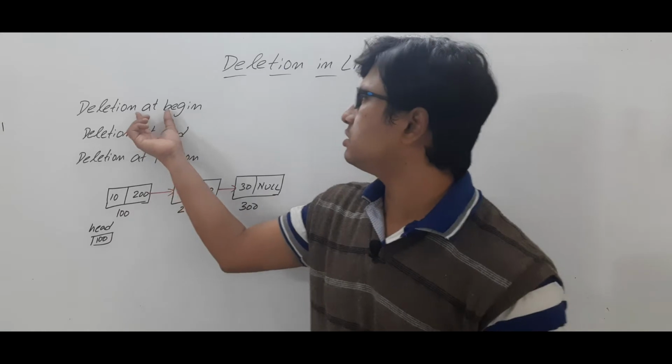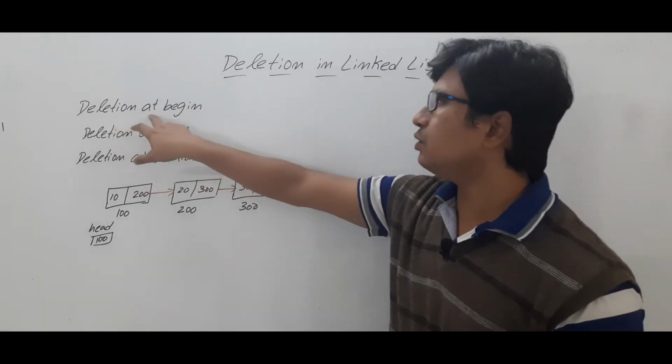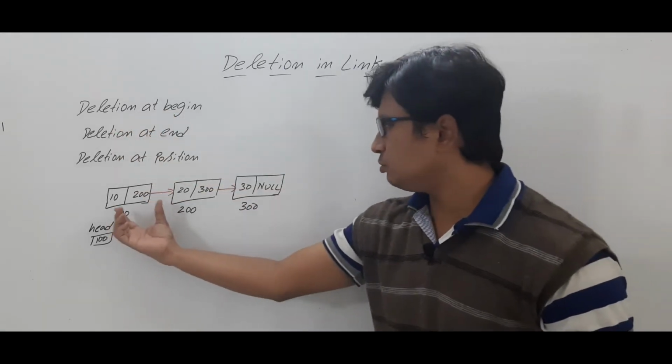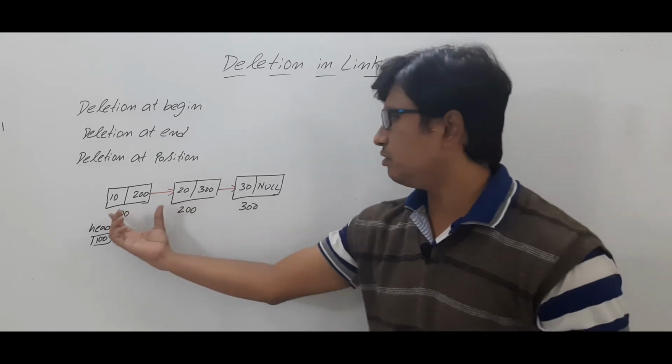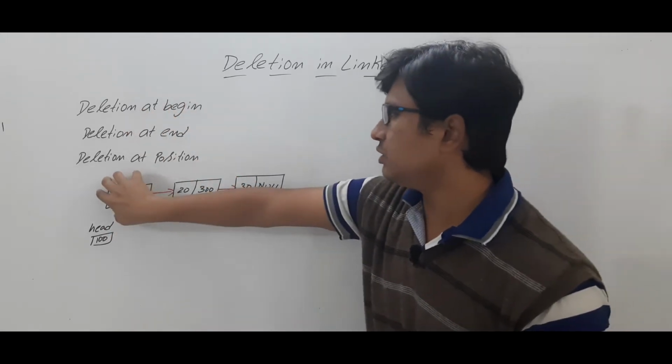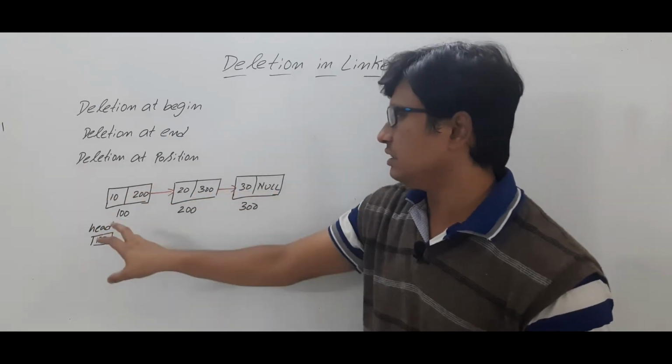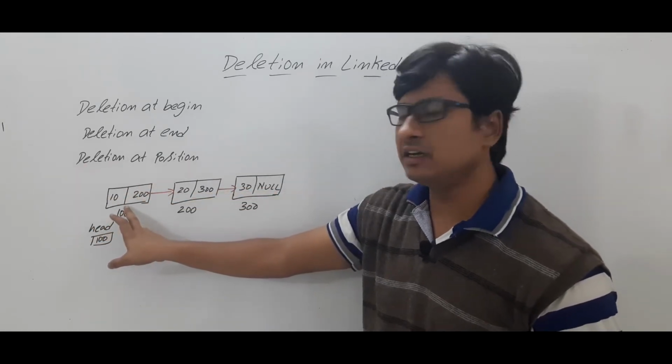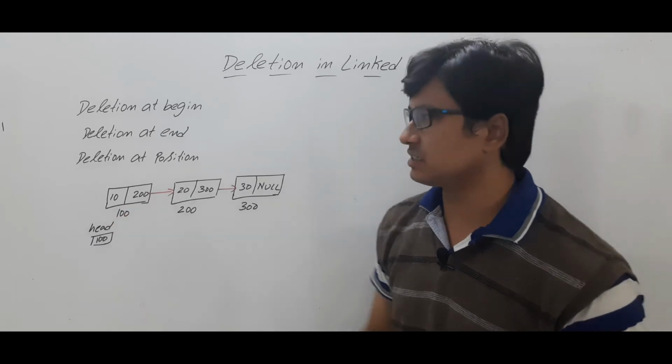Coming to scenario 1, deleting a node from the beginning. Let's assume that we have a linked list with 3 nodes. Deleting at the beginning means you need to delete the first node. This node you need to delete. How can we delete it? We will discuss now.